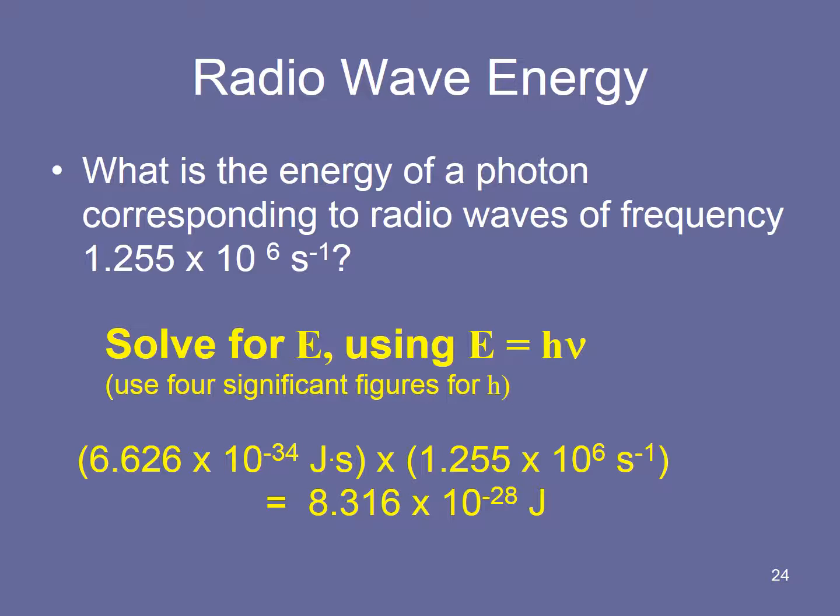All right, so now we're just going to use this equation. What is the energy of a photon corresponding to radio waves of frequency 1.255 times 10 to the 6 inverse seconds? All right, well, we know h is a constant, and then we know what nu is, so we substitute that in, do the multiplication, and the energy is 8.316 times 10 to the negative 28th joules.